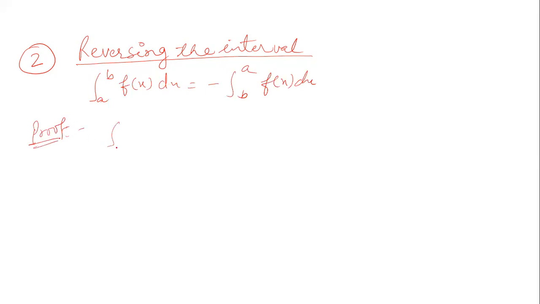Taking LHS, the integral from a to b of f(x) dx. Say the antiderivative of f(x) is capital F(x), and the limits are between a and b. It would be F(b) minus F(a). Say this is equation number 1.